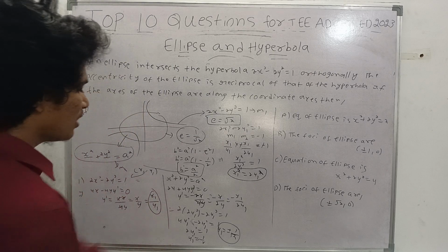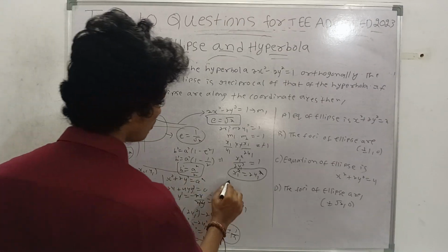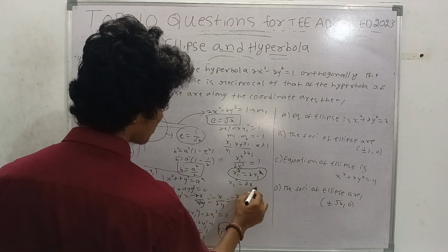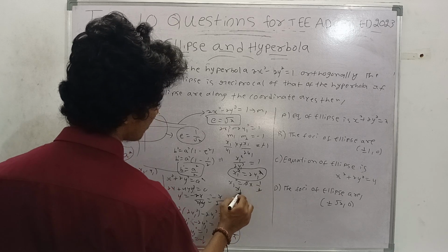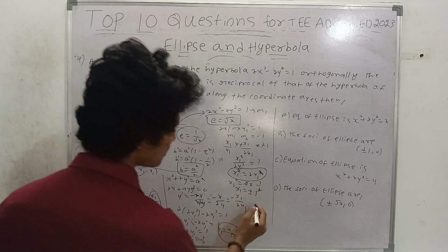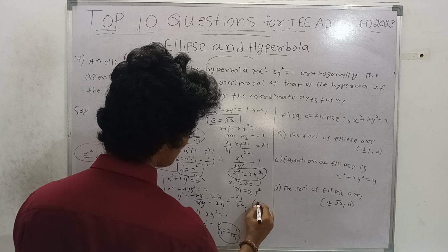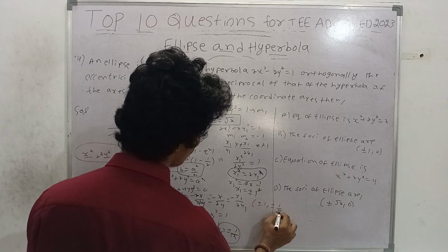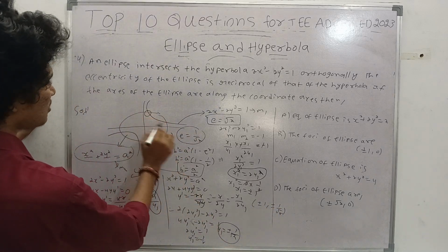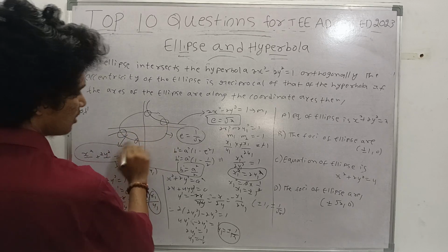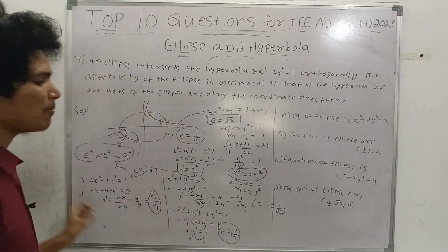Now that we have y1, we can find x1. What is x1 square? x1 square equal to 2 into y1 square, which is 1, so x1 equal to plus or minus 1. So what are the points x1 and y1? They are plus or minus 1 comma plus or minus 1 by root 2. These are the intersection points that we got.